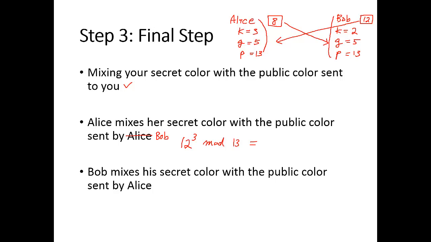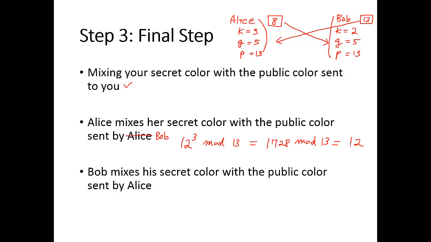So let's see what this number is. So 12 to the power of 3 is 1728, mod 13. So the final number that comes out of this is 12. The remainder is 12. And then we can actually also look into what Bob is supposed to do.